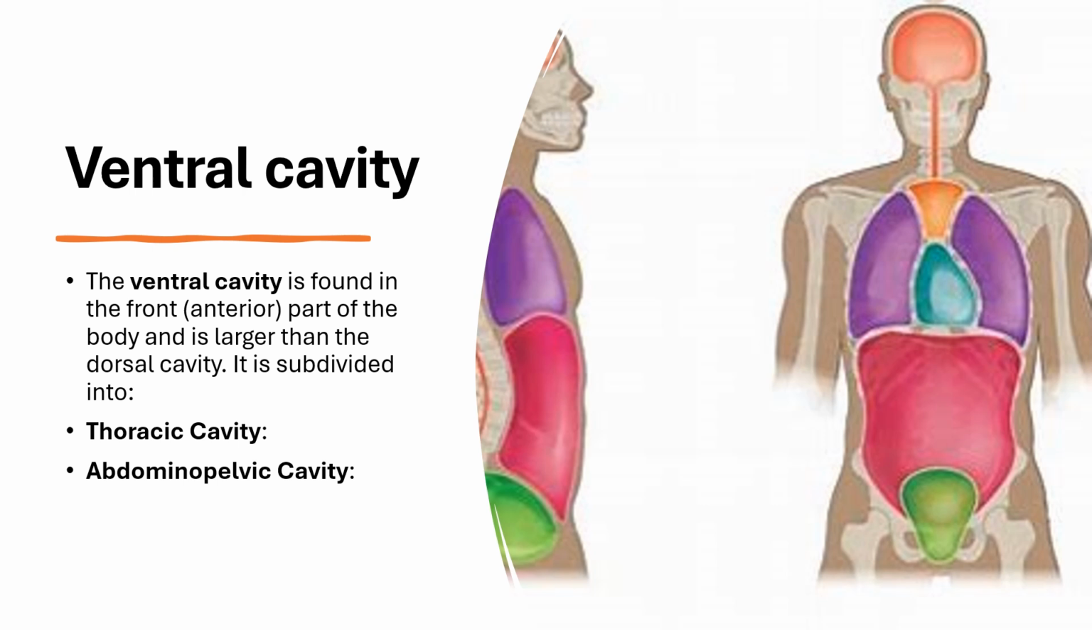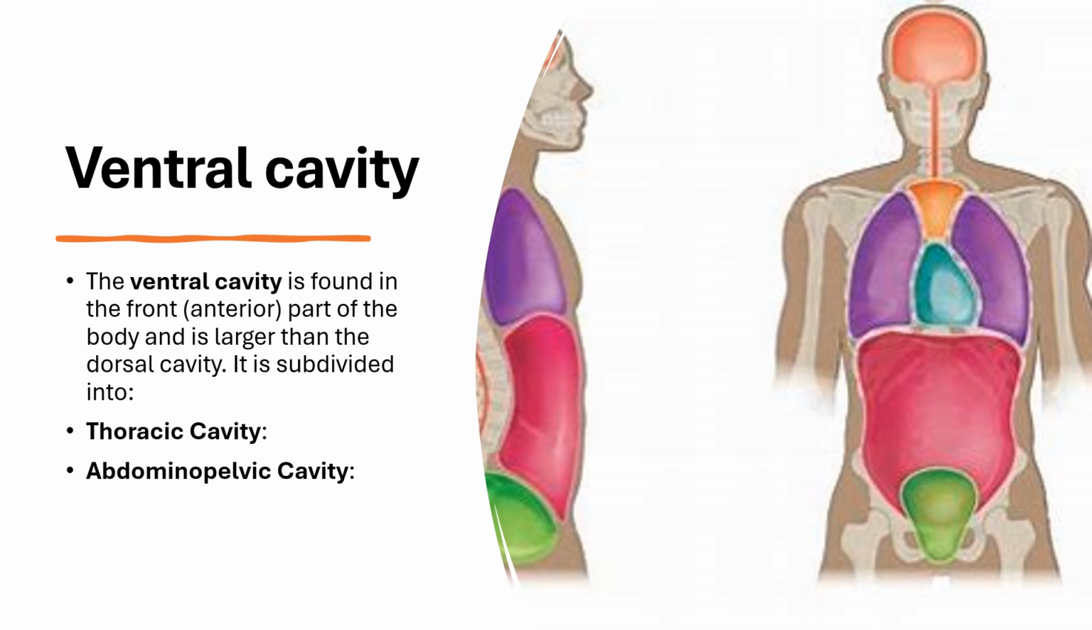Then we have the thoracic cavity that protects vital organs involved in breathing and circulation, providing a secure area for those essential functions. Then we have the abdominal pelvic cavity. So this is the lower portion of the ventral cavity, and it's further divided into the abdominal cavity, which contains the stomach, liver, intestines, spleen, kidney, and other digestive organs.